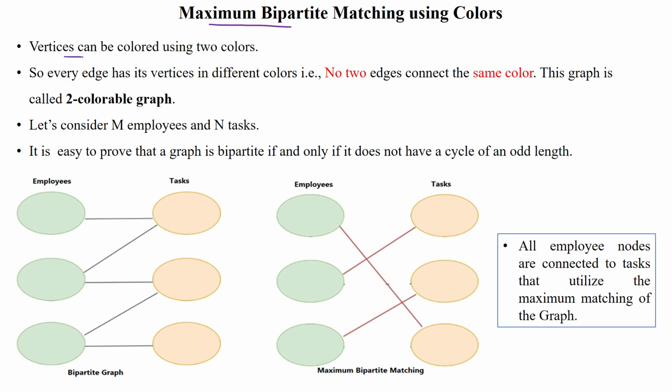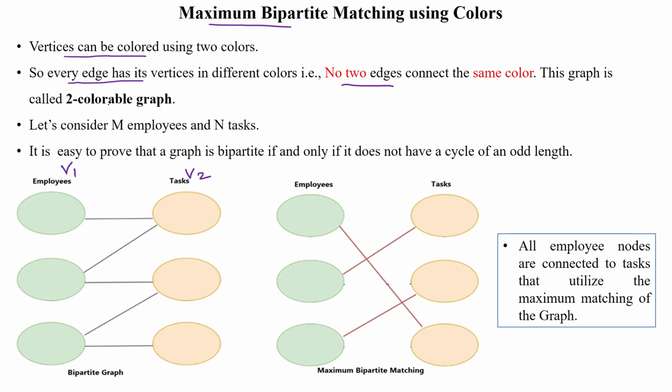You see, the vertices can be colored using two colors. Subset 1 is employees, subset 2 is tasks. Then we can identify the matching by connecting the vertices from the two disjoint subsets with the property that two edges should not share the same vertex. That is called maximum matching, right?